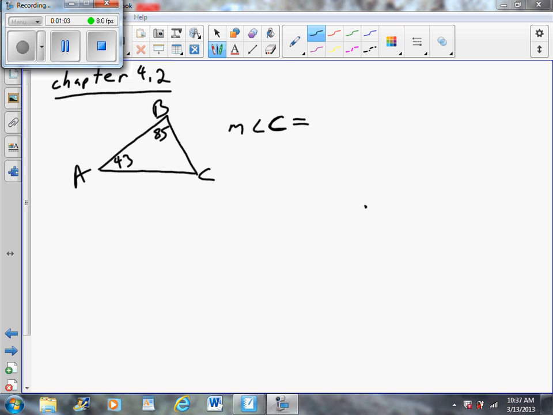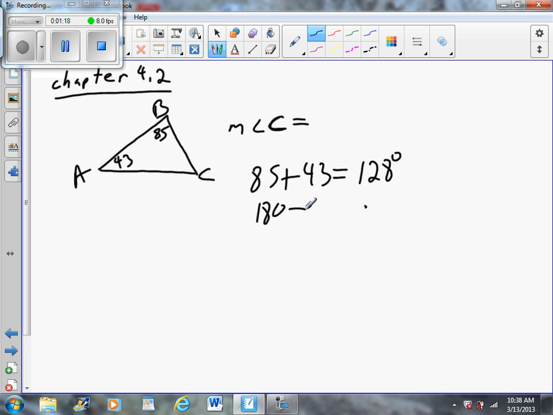What I would do is add A and B, 85 plus 43 together, and that's going to produce 128, I think? Catch me if I make a mistake here. Then take that and subtract it from 180. So 180 minus 128. And what is that going to produce? It's going to produce our angle C, isn't it? 52. So measure of angle C, therefore, is 52 degrees.